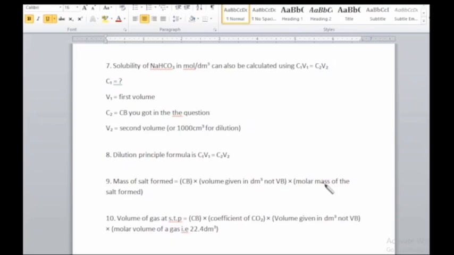And then number 10, we have volume of gas at STP. This volume of gas at STP can be calculated using the concentration of base multiplied by the coefficient of the substance.